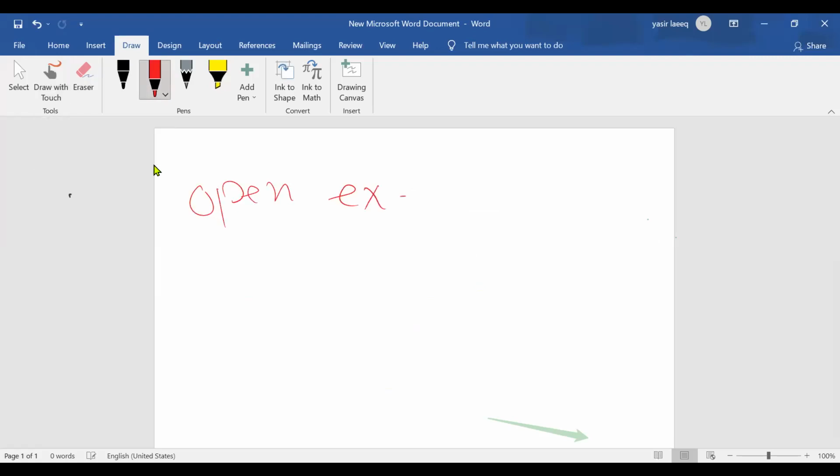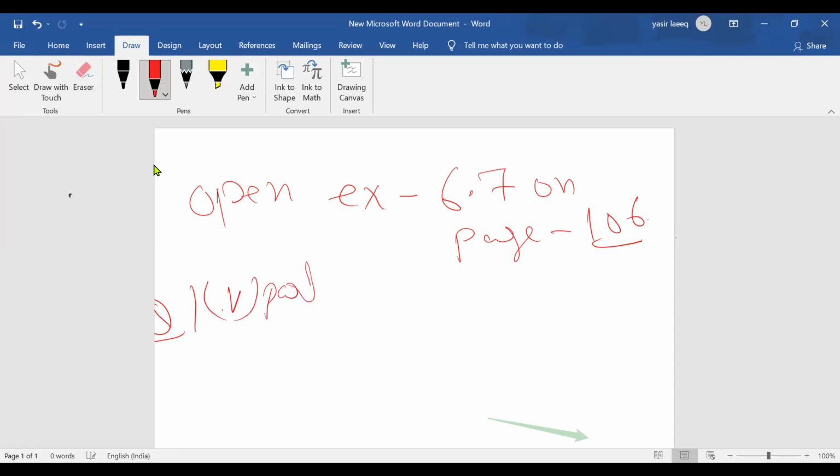Open exercise 6.7 on page 106. Yes, beta, I'll give you a chance to speak. Let me complete first. Try to do question number 1, fifth part. All of you do question number 1, fifth part. One by one speak. Is this thing clear to you?